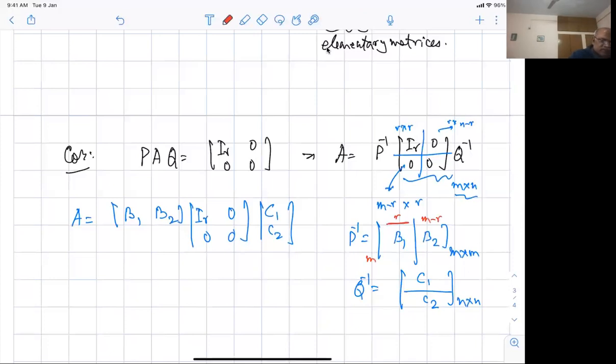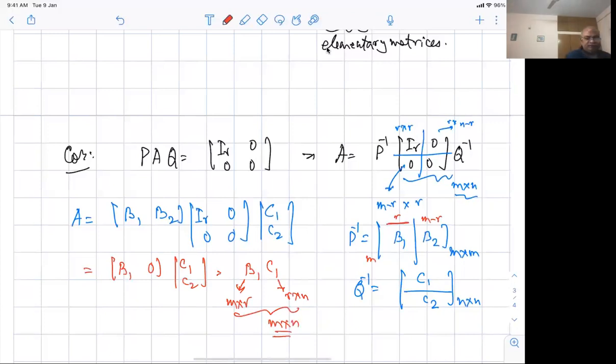B1, if you just look at here, I would like you to see that if you just multiply it out, you'll get B1 here, 0 here, C1 here, C2 here, which will give me B1 C1. B1 is of size M cross R, C1 is of size R cross N, and therefore this total is an M cross N matrix. Fine. So this is important. I_R is here, so R and N minus R. So this will be R here and this will be N minus R here, as you wrote here. Fine. So just look at matrix multiplication and get it.